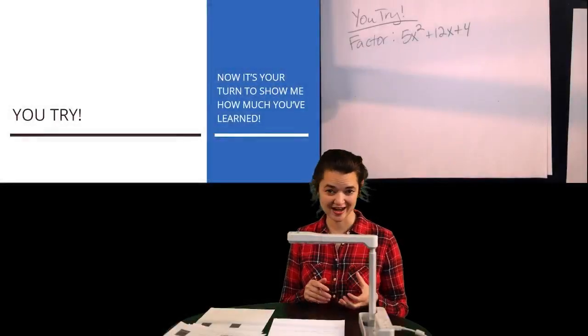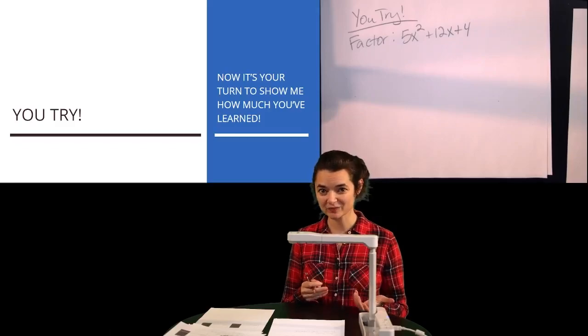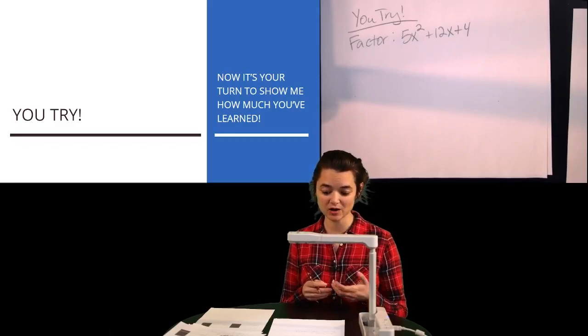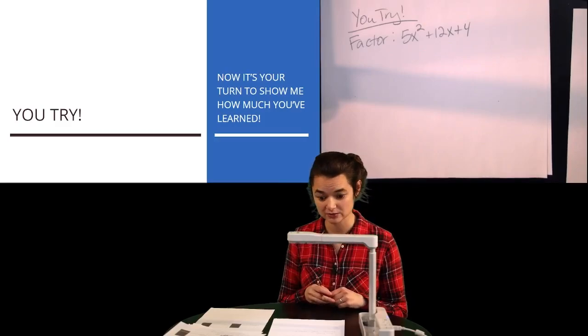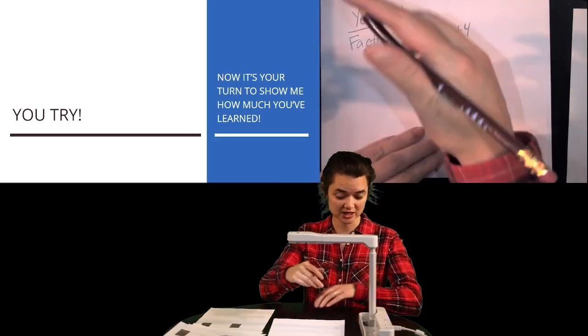You all just finished factoring a trinomial where the leading coefficient wasn't 1. Let's see how that one went. So the problem that I gave you all was 5x squared plus 12x plus 4, and you all got to factor it. So hopefully we're doing some guess and check factoring.